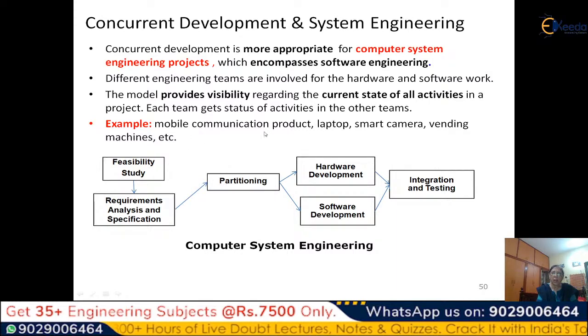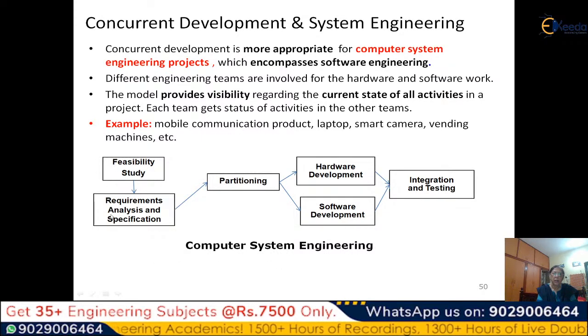So these are some of the examples. Other than the computer system, you can have a mobile communication product, laptop, smart camera, vending machines. These are all systems where the software is very much dependent on the hardware, and the hardware is also very much dependent on the software. They are kind of embedded into each other. And then at the end of it, you do the integration. So this is kind of an activity flow diagram for computer system engineering.